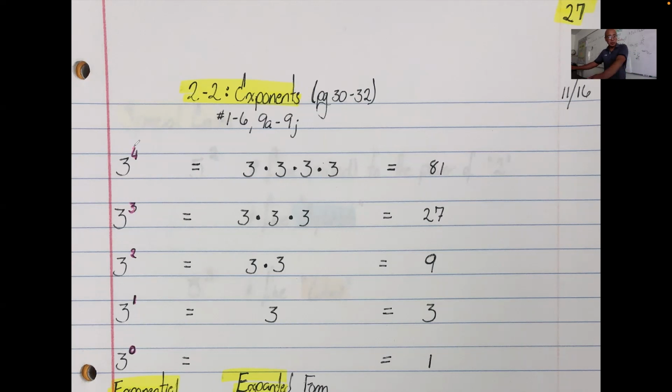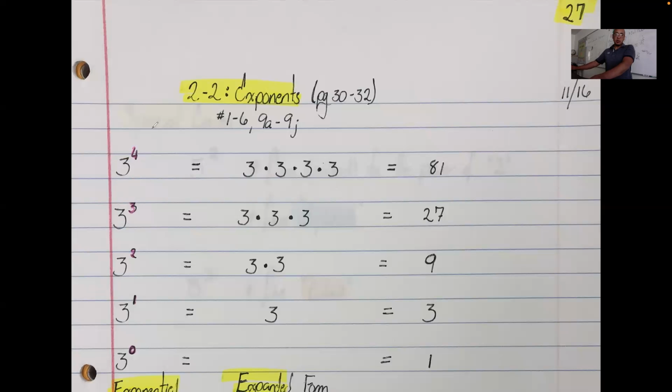Again, the exponent simply tells us how many times we are repeating the number that it's above and multiplying it that many times. In other words, this is telling me that there are 4 3s being multiplied together. Now, 3 raised to the 3rd power would be the same thing, but now only 3 times. That means that there's 3 3s being multiplied together. So 3 times 3 is 9, times 3 is 27.